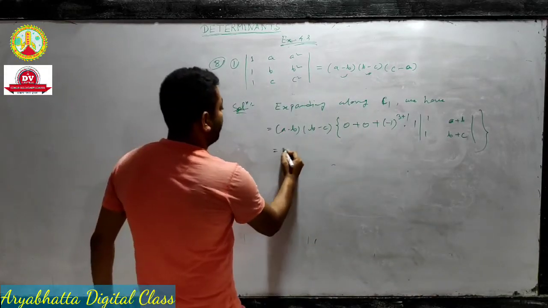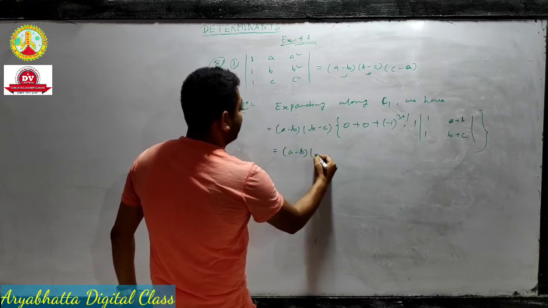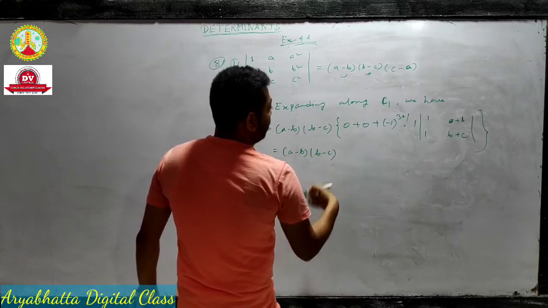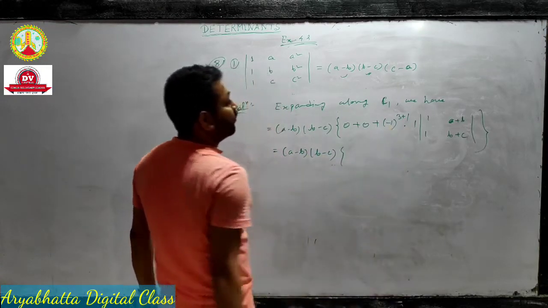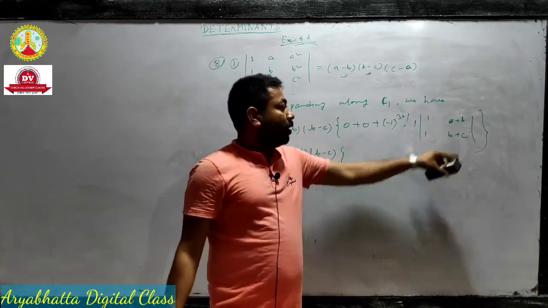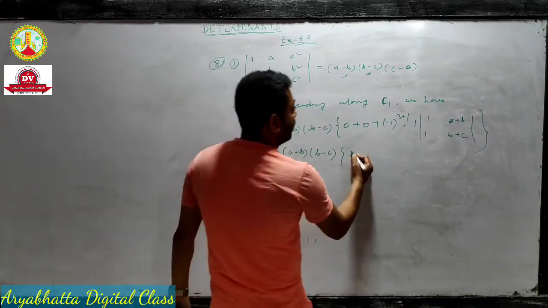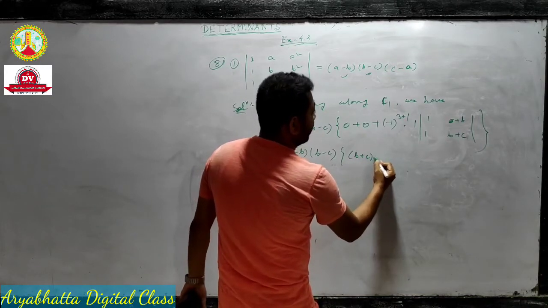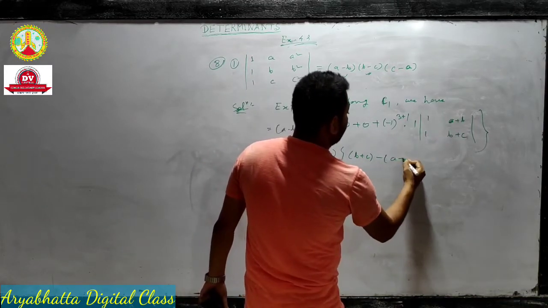This is equal to (a minus b) into (b minus c) into (minus 1) whole power 4. Minus 1 whole power 4 is equal to 1. 1 into 1 is 1. Next, 1 plus b plus c equal to b plus c minus 1, into a plus b equal to a plus b.